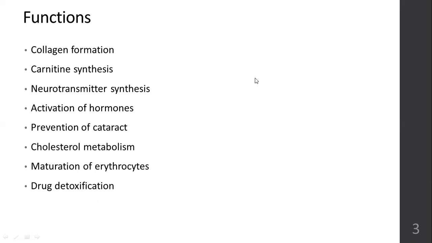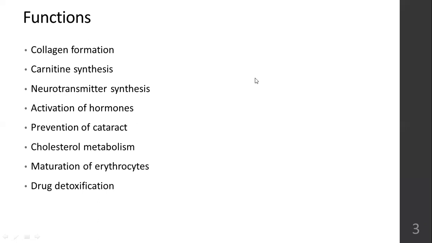Cholesterol metabolism, same. Cholesterol is also a fatty acid. The more vitamin C you have in your diet, you will have more bile salts as well. On top of that, carnitine is also produced in your body. So in two ways, bile salts will help to break down the fats in your duodenum, in your intestine.